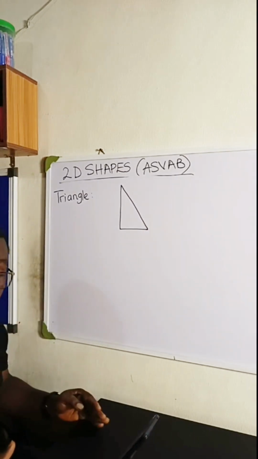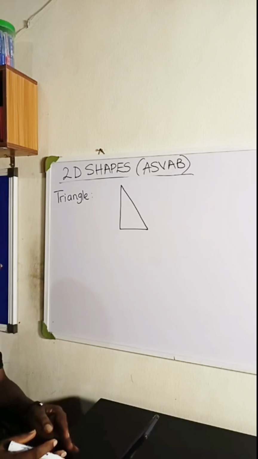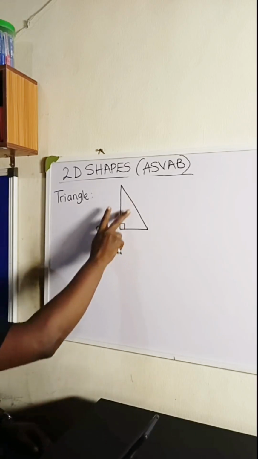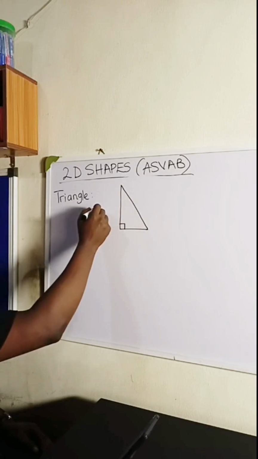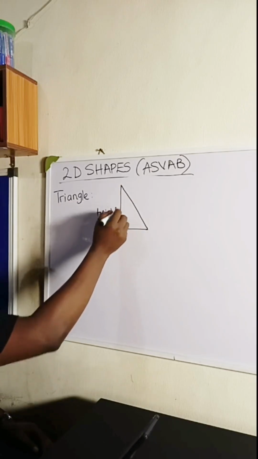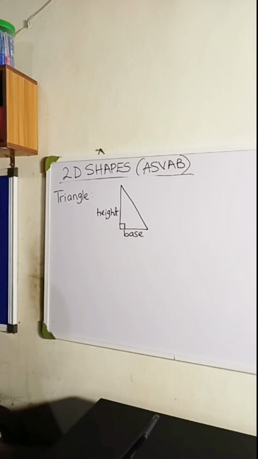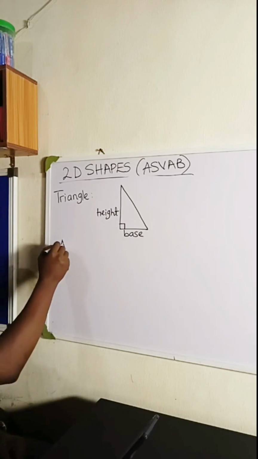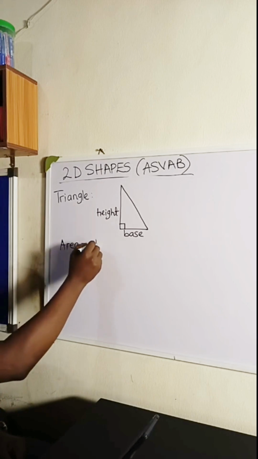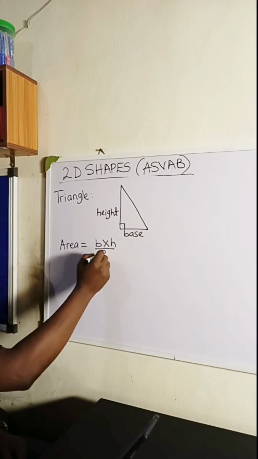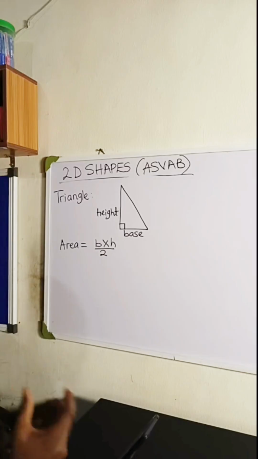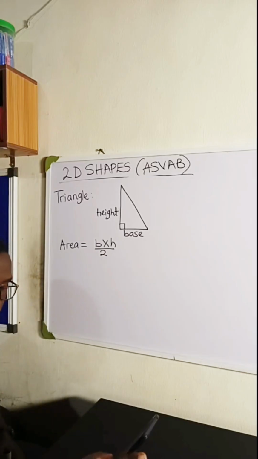There are different types of triangles, but for this particular lesson, we are focusing on a right angle triangle. For this right angle triangle, the vertical side is the height, and the horizontal side is the base. If you are told to calculate the area of a triangle, this is equal to base multiplied by height divided by 2.